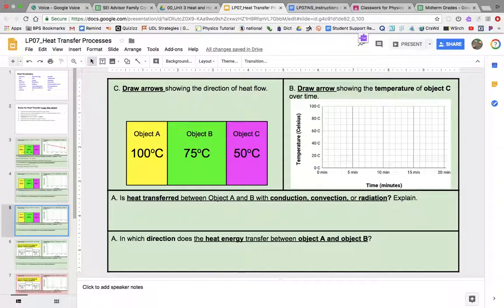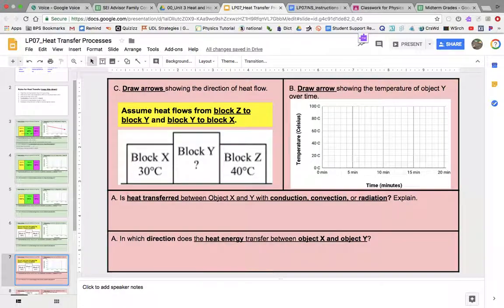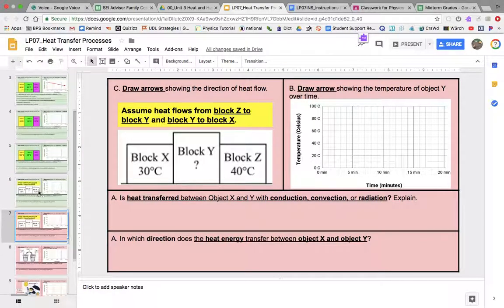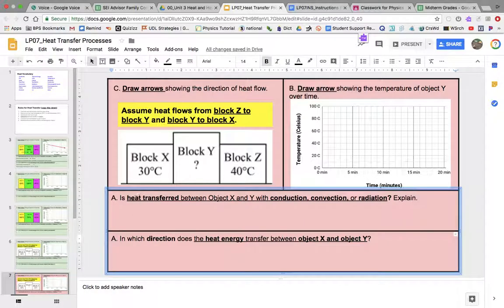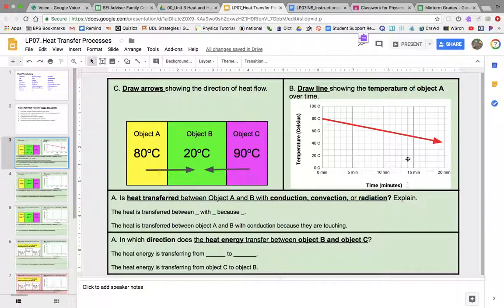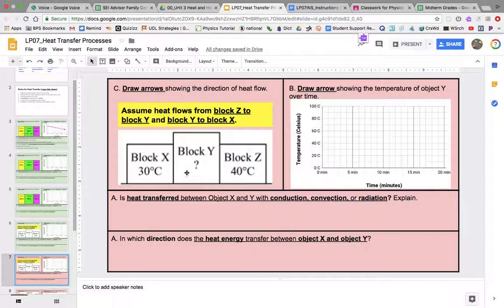And let's see, we can do one more. Let's do a difficult one here. It's a little bit more difficult, but it's very, very similar. All right. So draw arrows showing the direction of heat flow or heat transfer. Okay. So I have three objects. I moved to a pink box because these are more difficult questions. The green are easier questions. The red is more difficult.